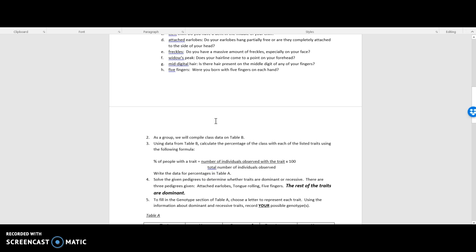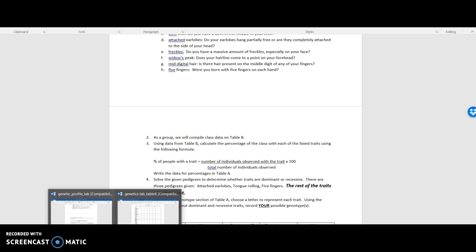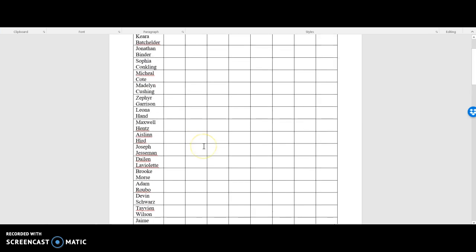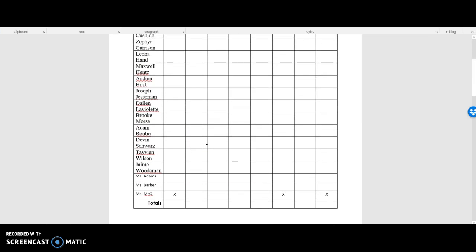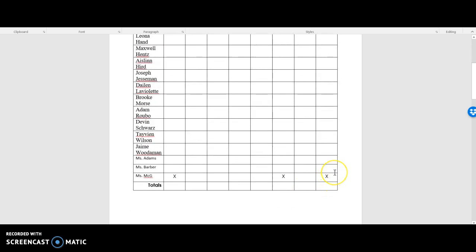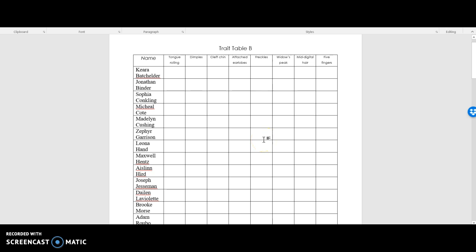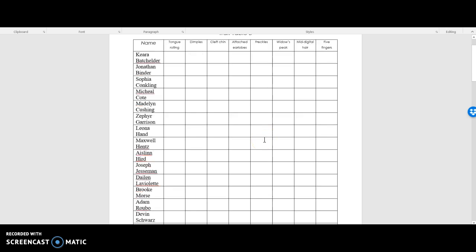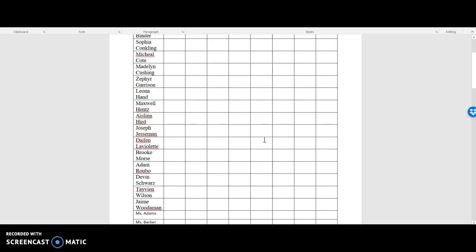After you do that, you're going to come together as a class to compile the data because you're going to need everybody's data in the class. If you take a look at the handout, you'll notice that I filled in my information at the bottom here just to help you out. You only need to keep track of the traits that you have. I am a tongue roller, I have a widow's peak, and I have 5 fingers. All of those things are listed here, and I just marked the traits that I have. If there are people that are absent, just skip their data and don't include them in the overall count.